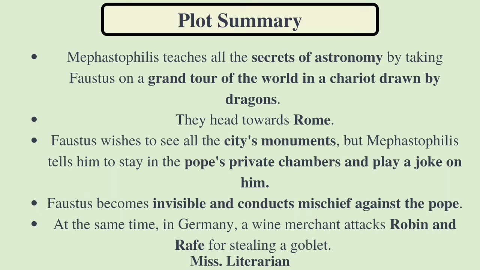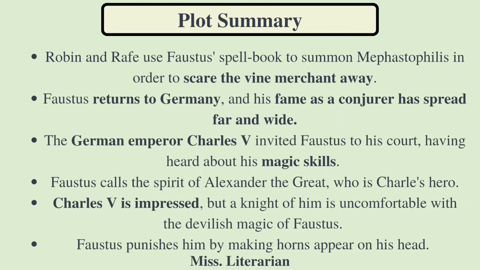Simultaneously, back in Germany, the winter wine merchant attacks Robin and Rafe for stealing a goblet. A goblet is a drinking glass with a foot and a stem. Now, in order to escape from the wine merchant, both Robin and Rafe use Faustus' spell book to summon Mephistopheles.